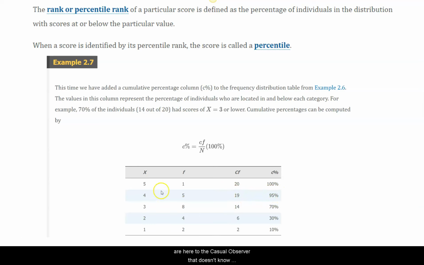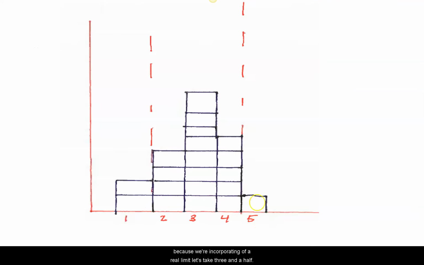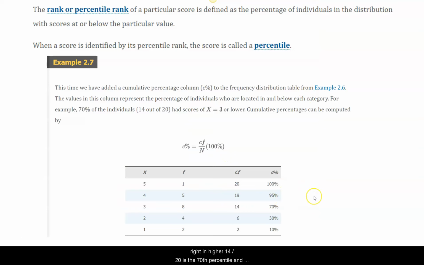0.95 or 95%. Now here, to the casual observer that doesn't know about upper and lower real limits like we do, they would say 4. But we know it's 4.5 because we're incorporating upper real limits. Let's take 3.5. Here's 3.5, and I don't have a red line by that. I'm moving my cursor where 3.5 is, and I know it's crudely drawn, but there are 14 boxes, if you will, to the left and lower than 3.5, and then 6 to the right and higher. 14 over 20 is the 70th percentile.